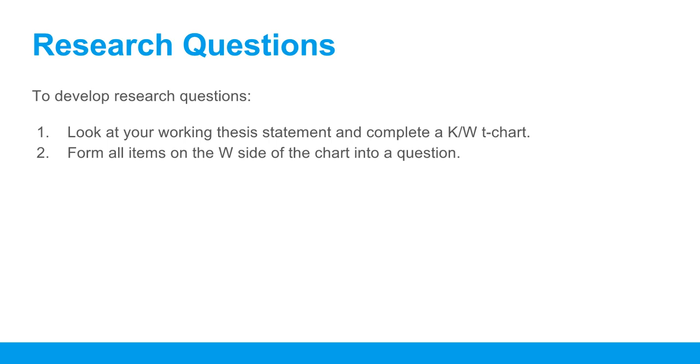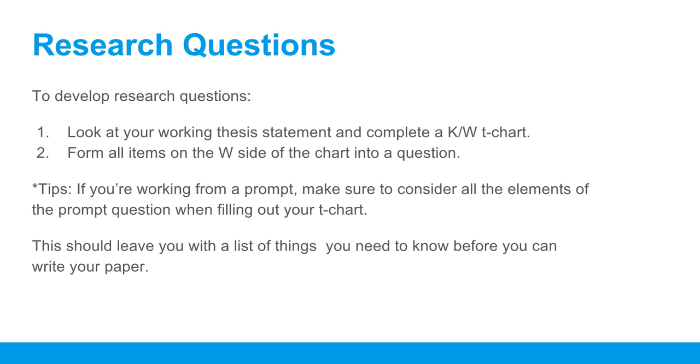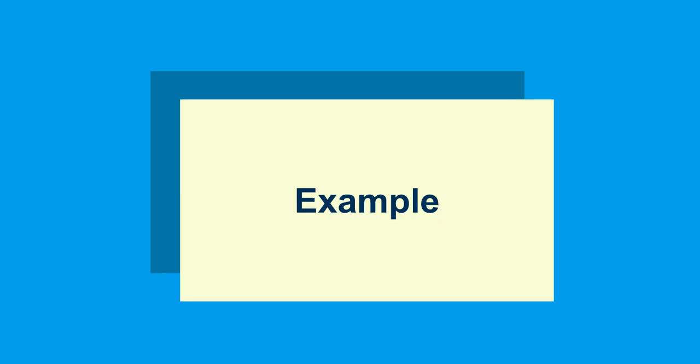Once you've got items in your W side of your KW chart, you're going to want to turn those things into a question. So, if you're working from a prompt, one thing you need to make sure you do is consider all of the elements of the prompt when you're filling out your T chart. And this should leave you with a list of things that you need to know before you can write your paper. Let's take a quick look at an example.